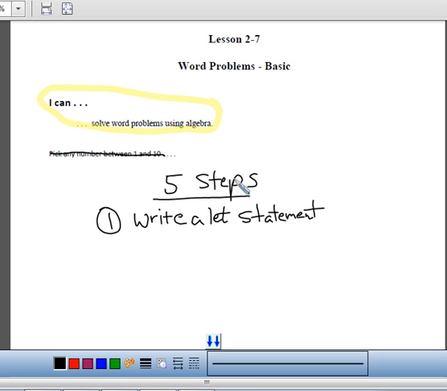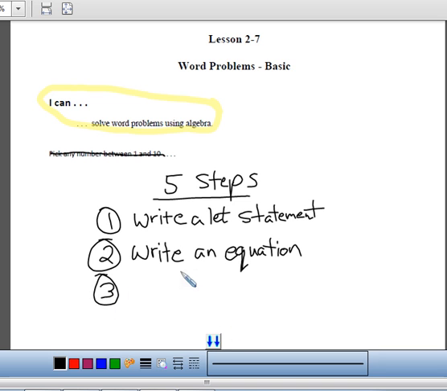So that's step 1. So usually in a word problem, there's something we're trying to find or something we don't know. So we have to declare a variable like let x equal the length or let x equal the cost. Step 2. So once we have a let statement, we're going to use the other information that we have, and we're going to write an equation. All right, so that's step 2.